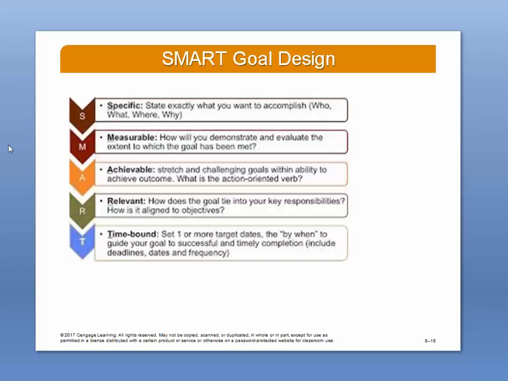Now the M, measurable. How do you demonstrate or evaluate the extent? So it said improve customer satisfaction. What does that mean? How am I going to measure that? So a better measurement would see, last year we measured customer satisfaction, and we had a customer satisfaction rating of 78%. This year we would like it to be 82% for a 10% increase, or 5% increase, I guess. Right? Is that measurable? Yes.